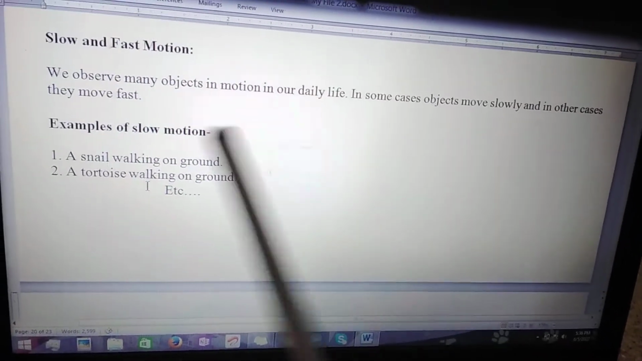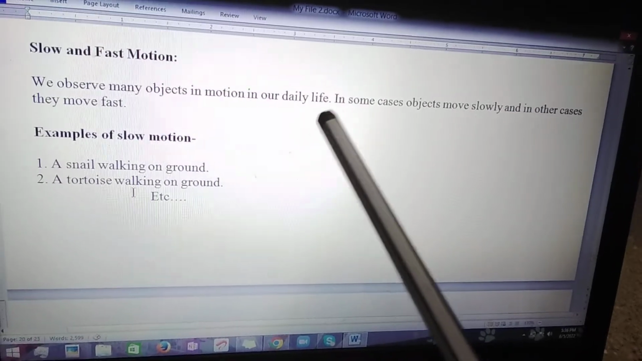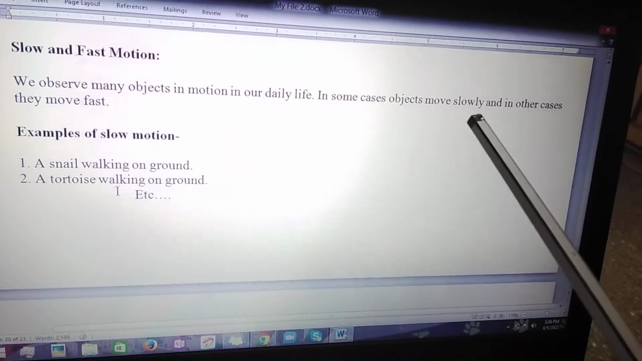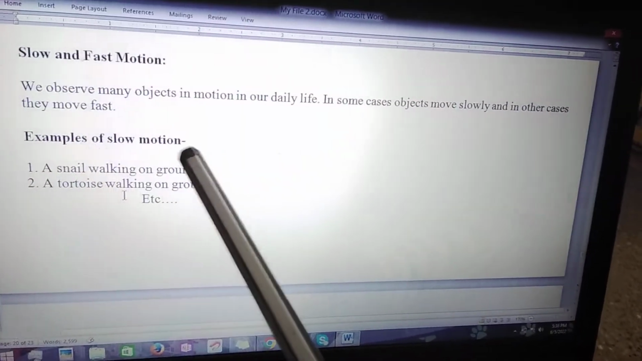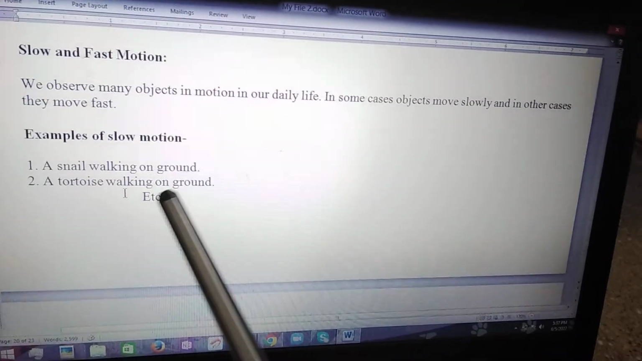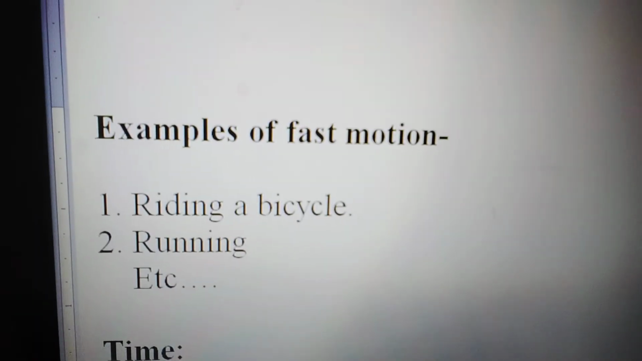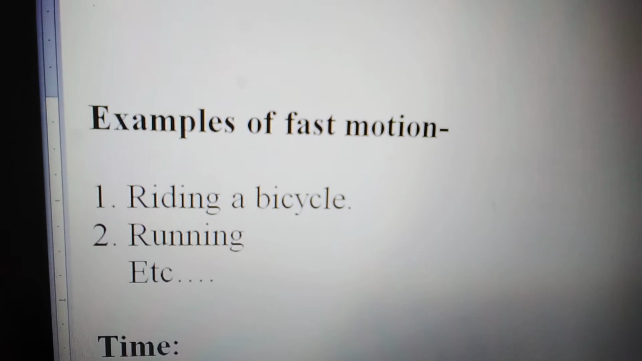Slow and fast motion. We observe many objects in motion in our daily life. In some cases, objects move slowly, and in other cases, they move fast. Examples of slow motion: a snail walking on the ground, a tortoise walking on the ground, etc. Examples of fast motion: riding a bicycle, running, etc.